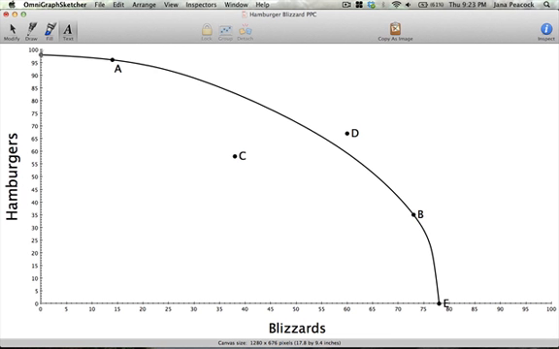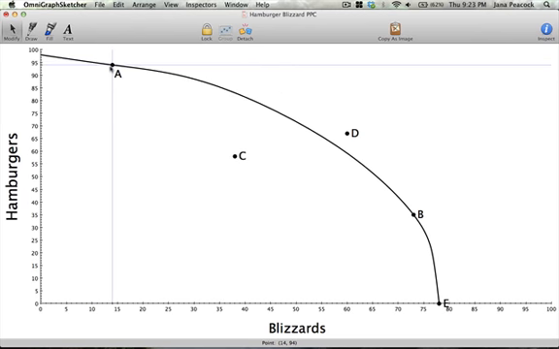So here, if you start at 98 hamburgers, where my cursor is now, and you move along the PPC to the point A, you're now making approximately 95 hamburgers. When you do that, it opens up space for you, if you look at the line here, to make 14 blizzards. So what happens when you give up 3 hamburgers is you're able to make 14 blizzards. Now notice the trade-off is really high here at the beginning, and that's why the PPC bows out.